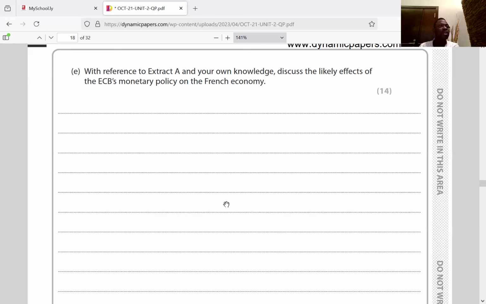Consumers will be able to borrow more to spend on durables. That is why aggregate demand is increasing. So that's the first point about aggregate demand increasing.